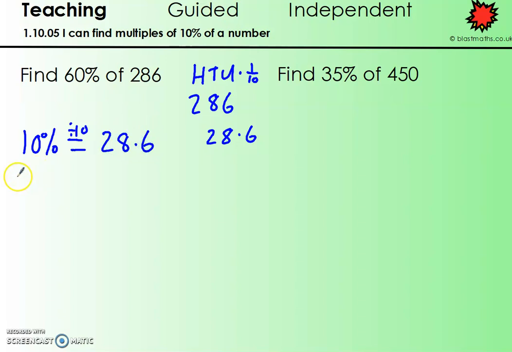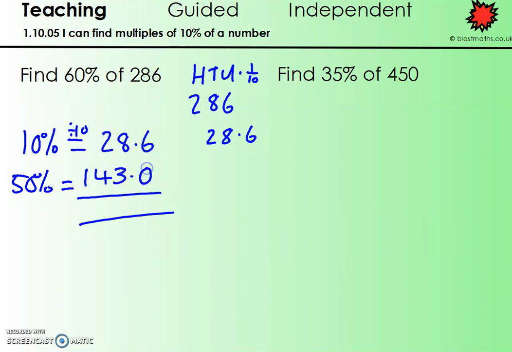50% would be really useful to work out here, so my 50%, well, that's half of that number, so that's 143, and then I'm going to add these two together, and you notice I've written them in columns, or lined them up. So I'll put my 0 in there, so I get a 6, that'll give me 11, that's 7, and that's 1, so I've got 171.6.